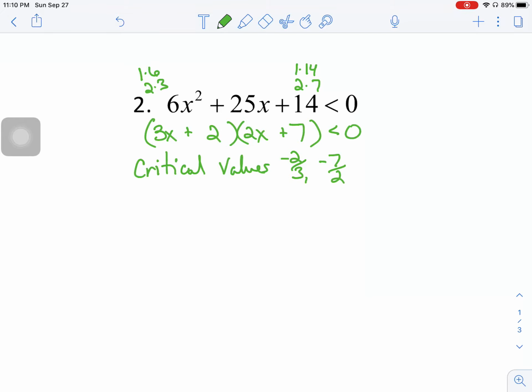Now fractions are one of the places that I know a lot of people get kind of weirded out about. Just be careful when you put them on the number line that you are accurate with which numbers are to the left or to the right. So negative 2/3 is negative 0.6 repeating. Negative 7/2 would be negative 3.5. So that one is further to the left. Okay, critical values, we've got them labeled.